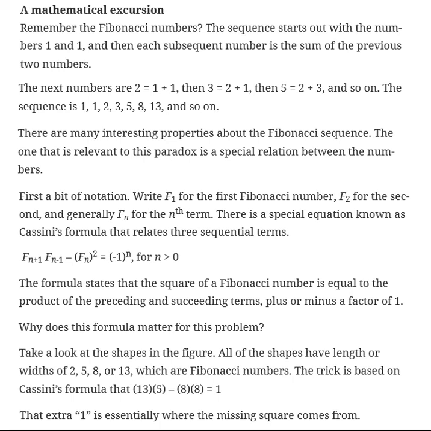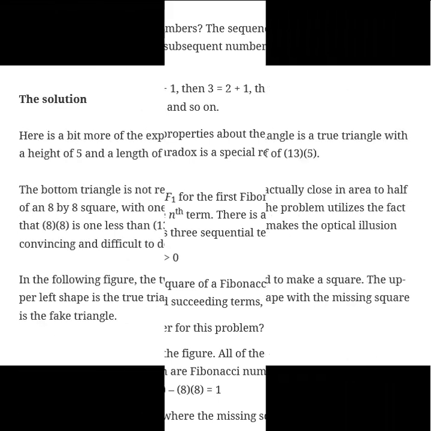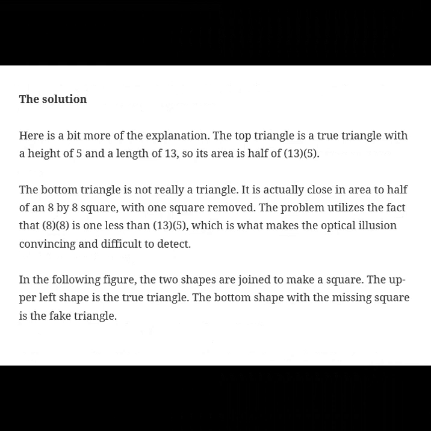Why does this formula matter for this problem? Take a look at the shapes in the figure. All of the shapes have length or widths of 2, 5, 8, or 13, which are Fibonacci numbers. The trick is based on Cassini's formula that, whatever, right there, yeah, okay. That extra 1 is essentially where the missing square comes from. The solution. Okay, so that was just like this detour he took us on through all of that craziness, okay?